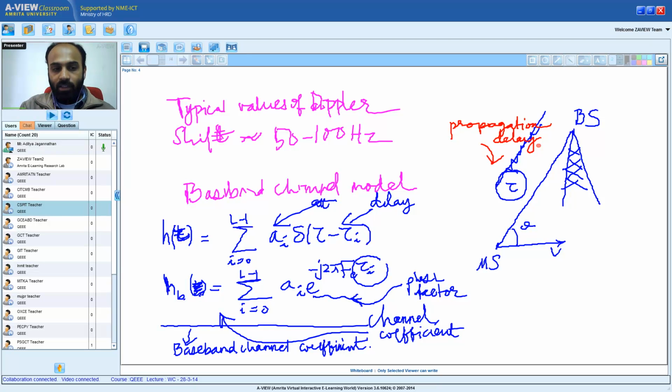Delay will vary as a function of time. Very good. Can someone give me a better, well, it might be slightly difficult. So let's look at this. Let's go back to our undergraduate physics.